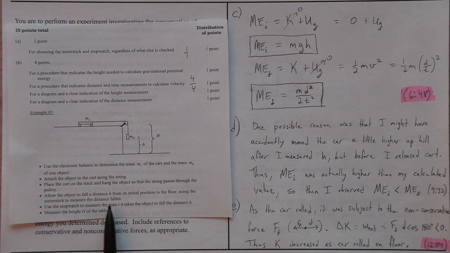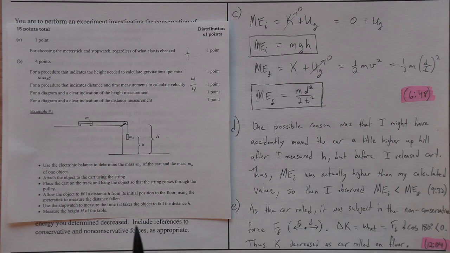Allow the object to fall a distance h from its initial position to the floor, using the meter stick to measure the distance fallen. So again, using the meter stick. A lot of people say, let it fall a distance, and they might not say h, or they might say let it fall distance h but they didn't say use the meter stick, right? You have to say those things, even though it sounds tedious. Again, use the stopwatch to measure the time, t. All those three things: the time it takes to fall the distance h, and measure h of the table. So there is that procedure.